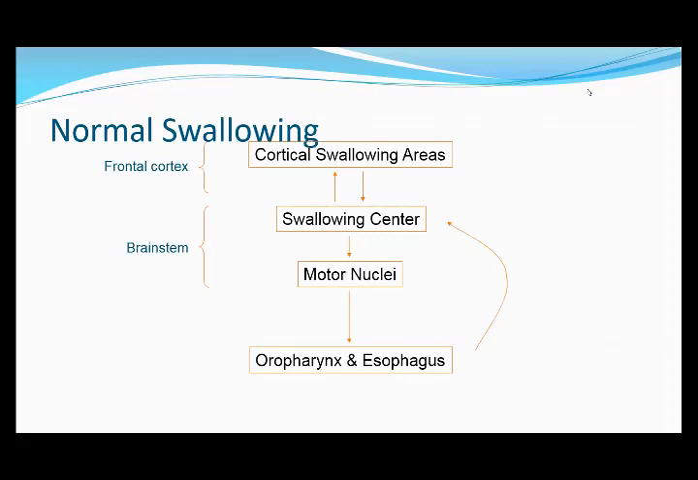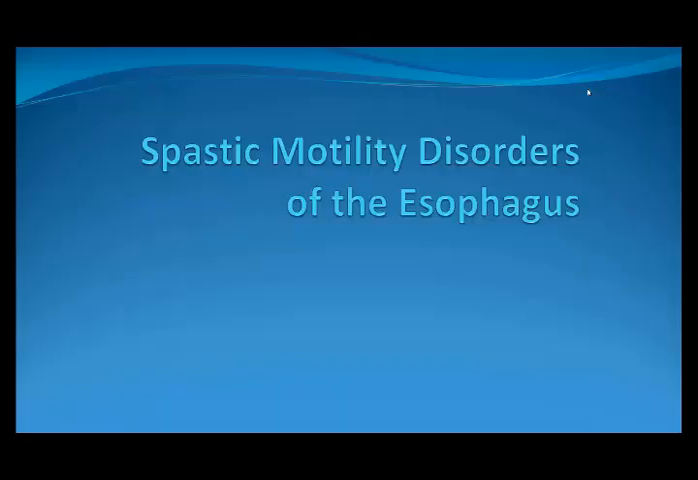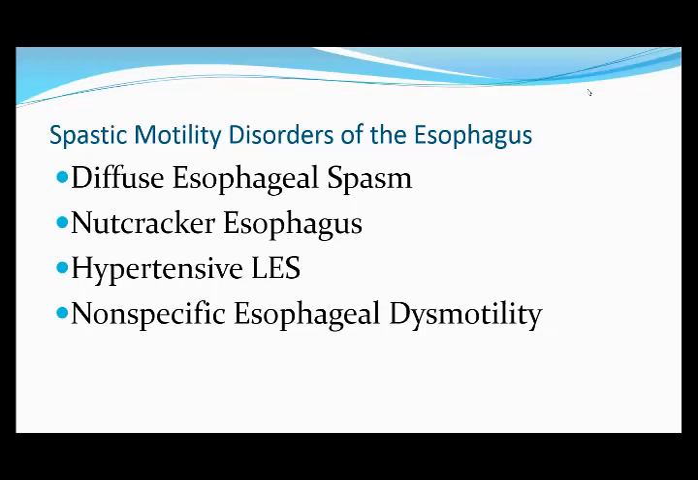This shows the swallowing center for normal swallowing: the center in the frontal lobe, then the brainstem, the motor nuclei, and the oropharynx and esophagus. Now, disorders of the esophagus. First of all, I'll briefly discuss the spastic motility disorders of the esophagus. These include diffuse esophageal spasm, nutcracker esophagus, hypertensive lower esophageal sphincter, and non-specific esophageal motility disorder. The important topic in this category is diffuse esophageal spasm.